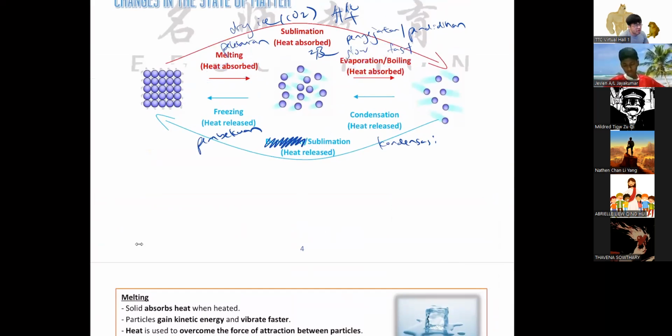Why red arrows? Because they absorb heat, so they become hotter. Solid, ice like 0, and then liquid is like 30 degrees, and then gas is like 100, so they become hotter and hotter and hotter, so they absorb heat. Yeah, Shane, hello. Good evening. So this is absorbing heat.